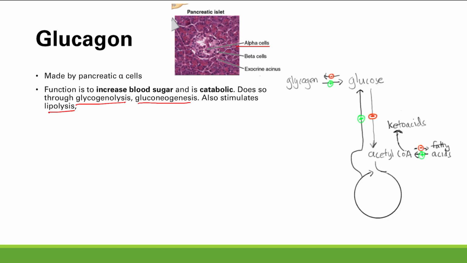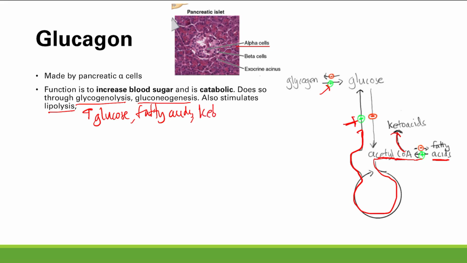And this is what you see. This is just a little picture of what I just told you. Glycogenolysis, gluconeogenesis, and you get lipolysis. You break down fatty acids into acetyl-CoA. Acetyl-CoA is going to be turned into glucose. And the other thing you're going to see is the acetyl-CoA can also make keto acids. So when you get glucagon, you increase glucose in the blood, you increase fatty acids. That's from the lipolysis. And you increase keto acids. Okay? Increase glucose, you increase fatty acids, you increase keto acids.